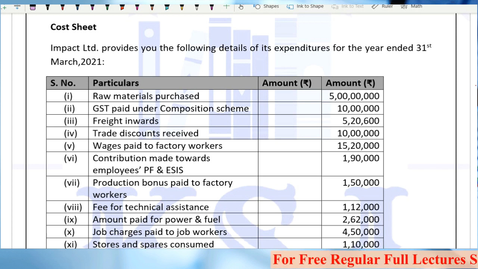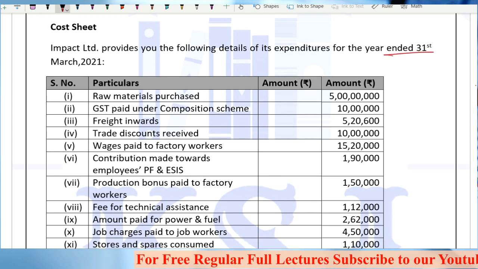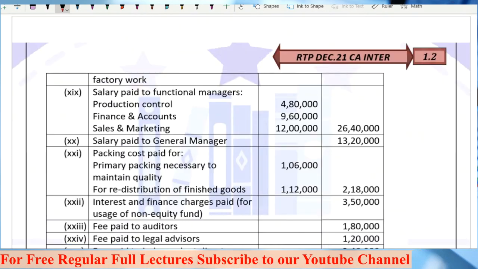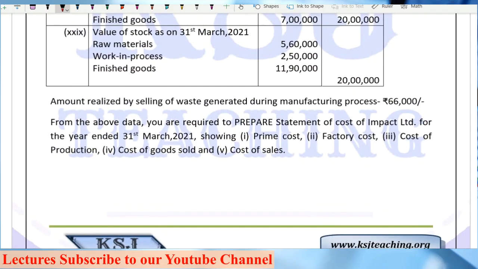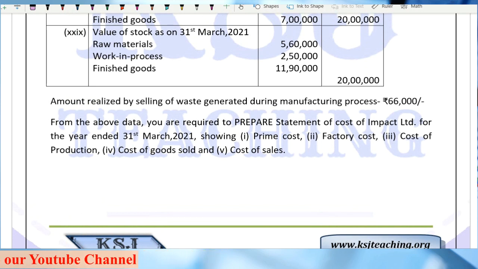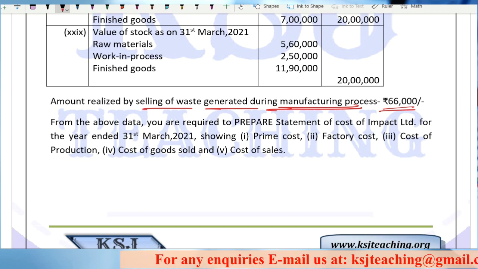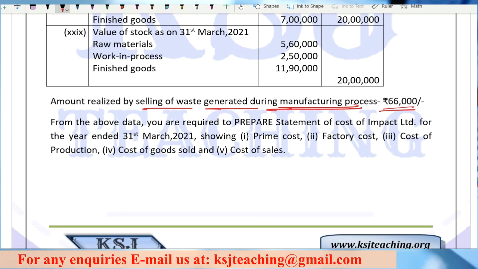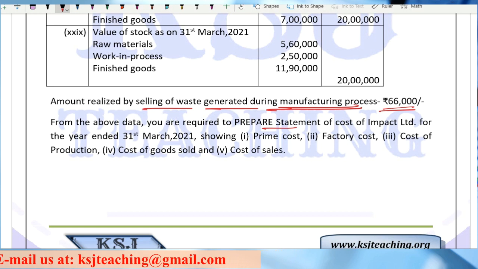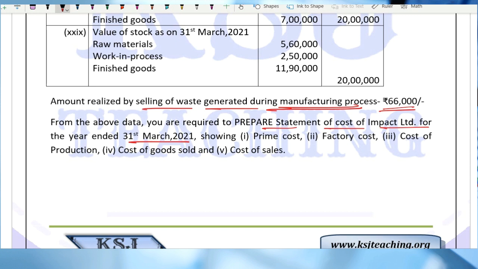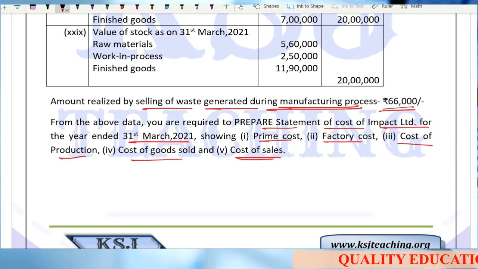Impact Limited provides you the following details of its expenditure for the year ending 31st of March 2021. So this whole list is given. After that, at the end, it says the amount realized by selling of waste generated during the manufacturing process is 66,000. This waste is related to production. From the above data, you are required to prepare a statement of cost of Impact Limited for the year ending 31st of March 2021 showing prime cost, factory cost, cost of production, cost of goods sold and cost of sales.